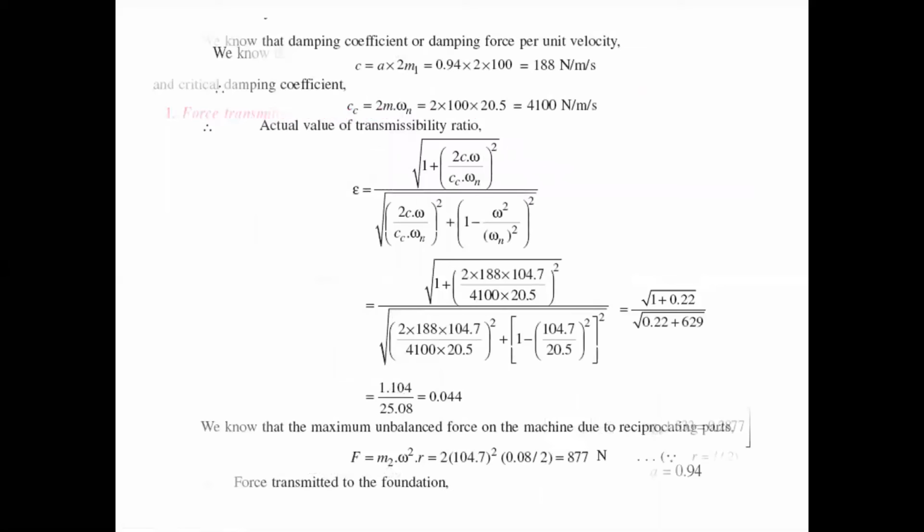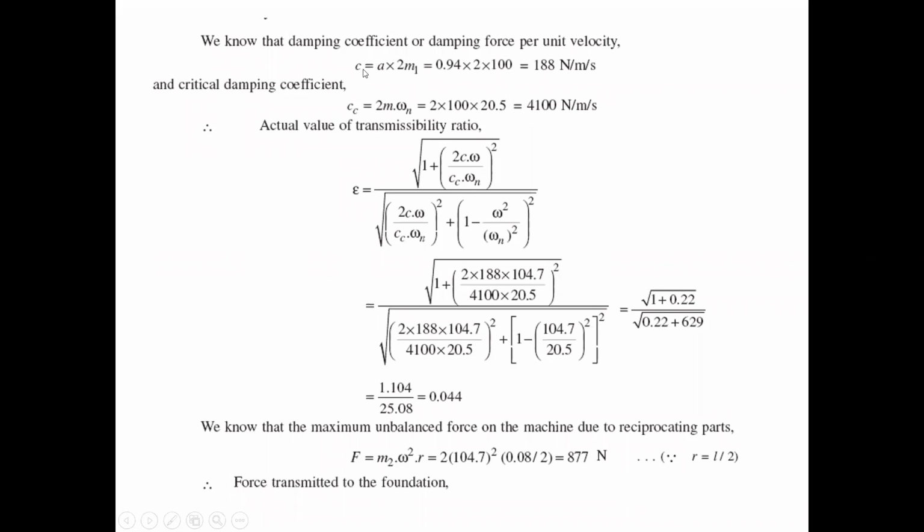Now we are going to find C. Because a equals C by 2m, C equals a into 2m. This is the actual damping coefficient. With a as 0.94 and 2 into 100, the value is 188 Newton per meter per second.